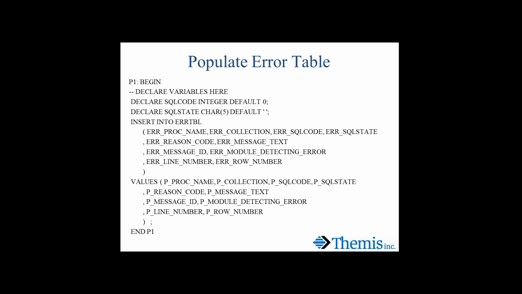Now, what you can do inside that autonomous procedure is insert the information you've gathered and passed in as parameters into your error table, so that you have the error information maintained, and you can go out and analyze, update your status codes, update your reason codes, and keep a log of critical errors that have occurred.